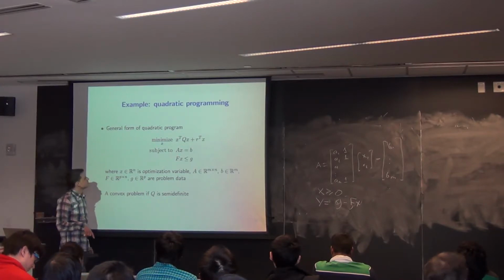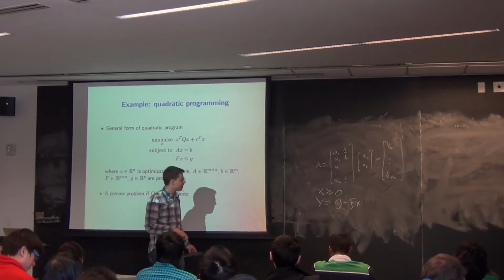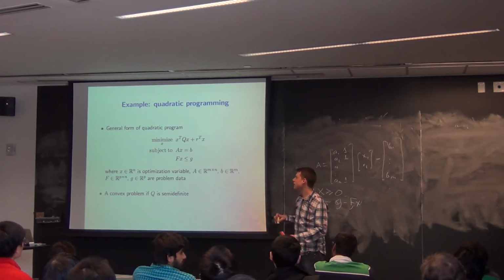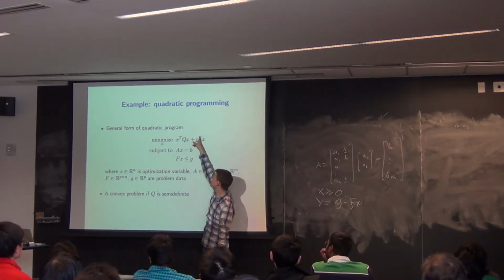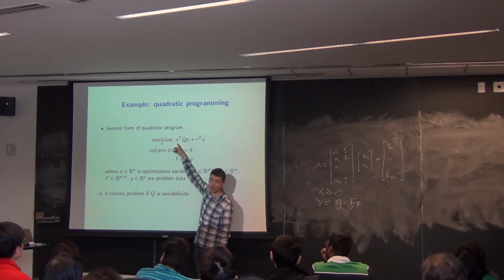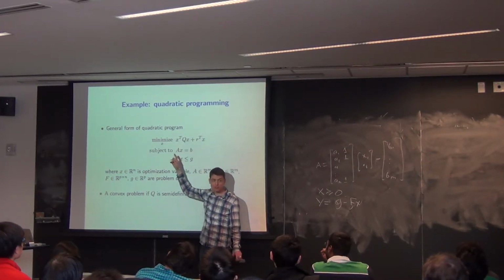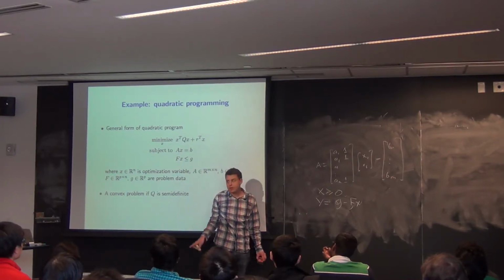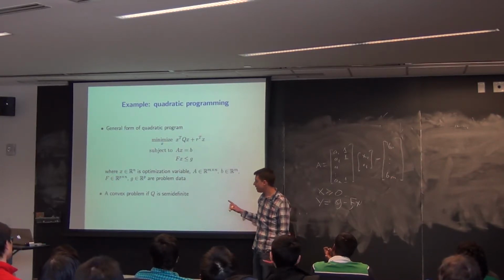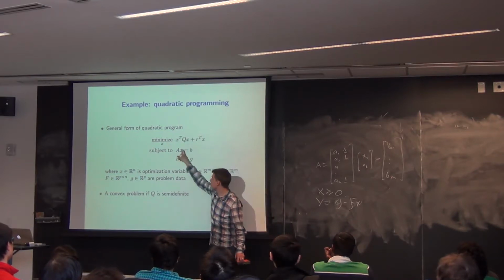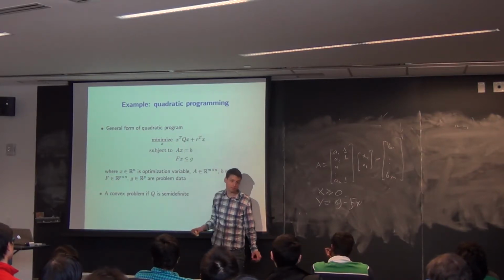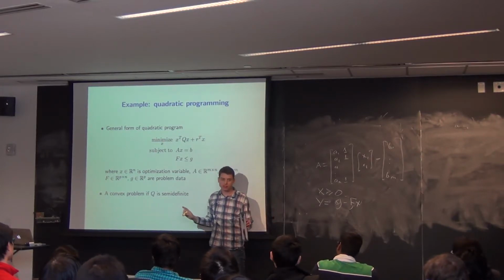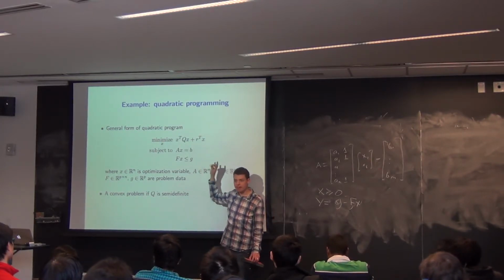OK, the next item in the hierarchy are called quadratic programs. We had linear programs, now we have quadratic programs. The only difference here is that in addition to the linear term in the objective, you also have a quadratic term, of the form x transpose Q x. This problem is convex if and only if this matrix Q is positive semi-definite. We're not going to worry about verifying that right now. We'll just say that these problems are convex in that case.